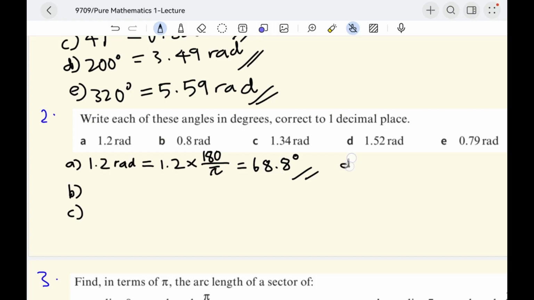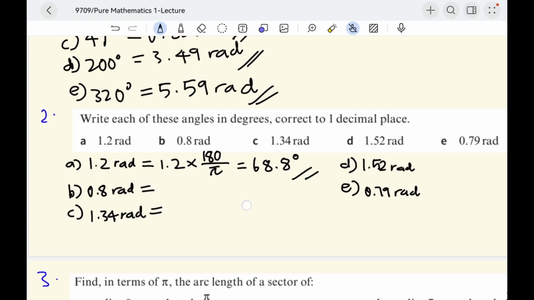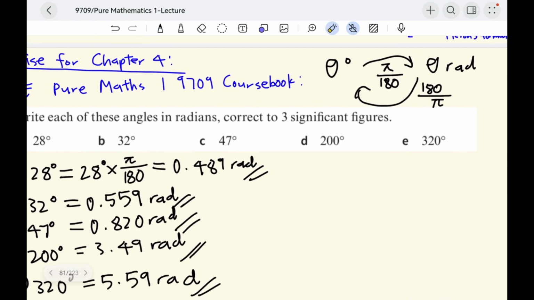So let's solve B, C, and D as well as E. Just multiply all of these angles by 180 over pi. That's enough. Okay? So you don't have to further investigate why this relationship comes up. Okay?